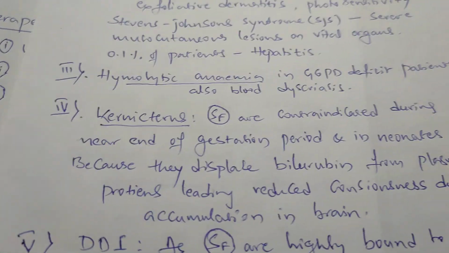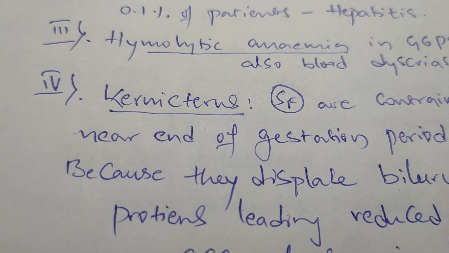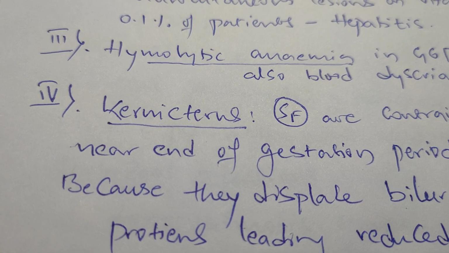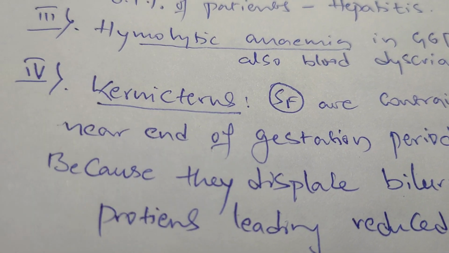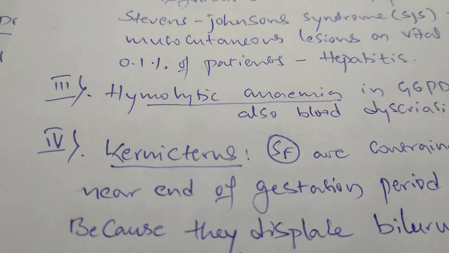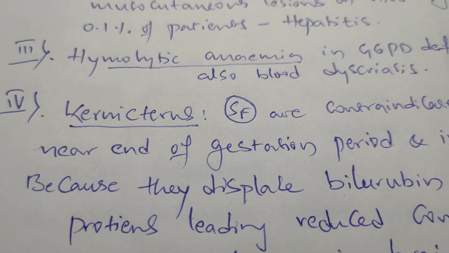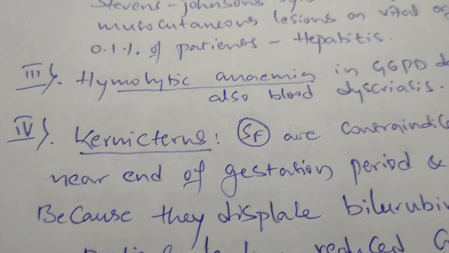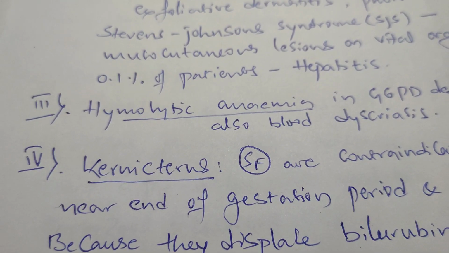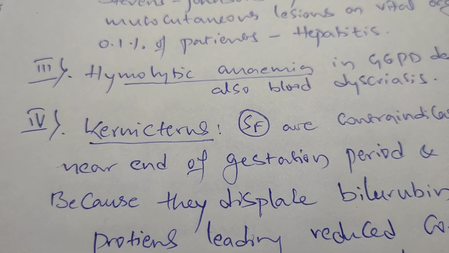Then the next problem is kernicterus. This problem is limited only to the woman with terminal stage of pregnancy, 8th or 9th month of pregnancy. The woman is not supposed to take sulfonamides. Next, newborn babies should not be given sulfonamides. Why? Because they will have a high content of bilirubin because of an immature liver. That bilirubin in the body is safe, because it will be bound to plasma protein. As long as it is bound to plasma protein, there will be no harm.